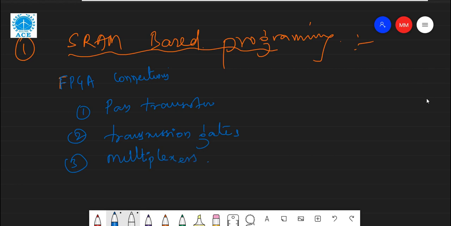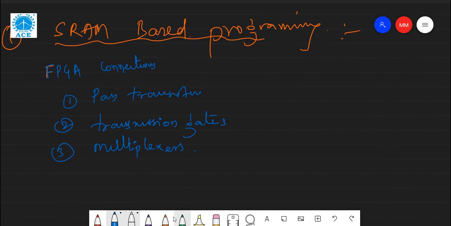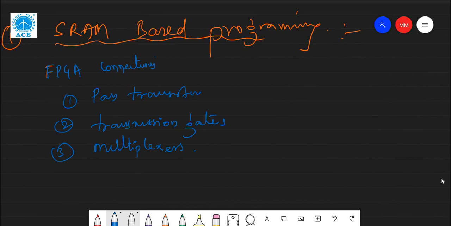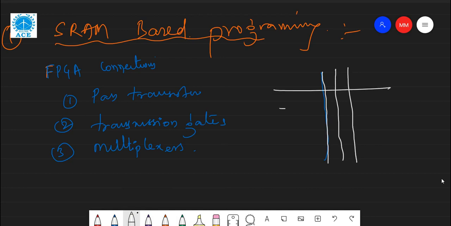So how will it be programmed actually? Just see here, a small example I would like to give, the basic idea. These are the interconnects, vertical and horizontal lines. So how will they be interconnected? Suppose this is interconnected, this is interconnected, this is interconnected. So how will it look like?